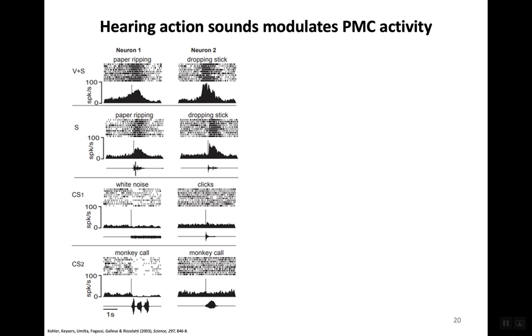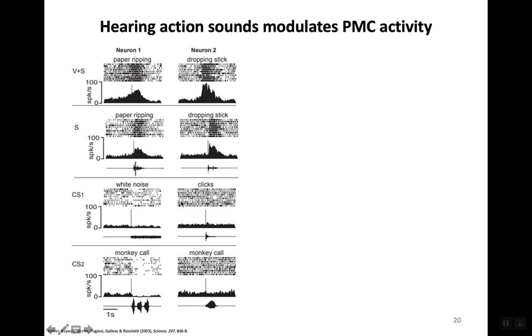observing actions performed by others, that is, when receiving both visual and auditory stimuli related to a meaningful action, such as, let's say, paper ripping or dropping a stick, but also simply to sounds, to auditory signals by themselves in the absence of visual input. So, for instance, if the monkey hears just the sound of paper ripping, in the case of this neuron, or just the sound of a dropping stick, in the case of this other neuron, then we can still notice a significant increase in the firing rate of those neurons.